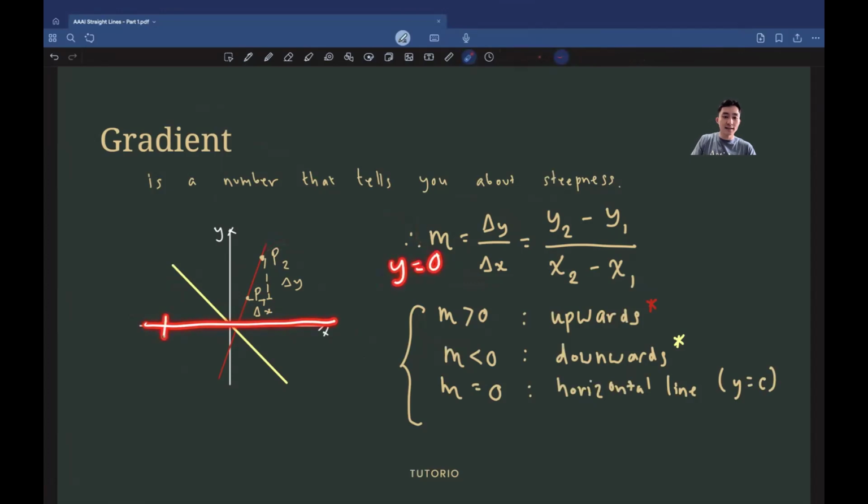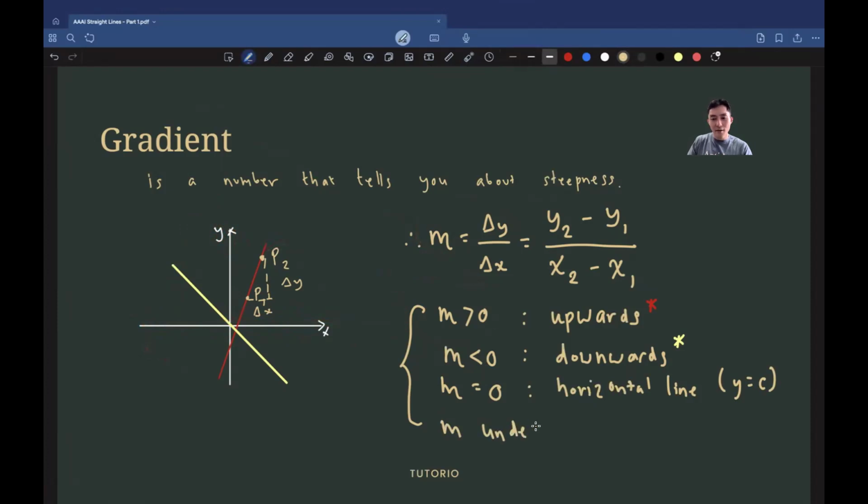Because at any point of x, let's say this is -5, the coordinate of y is 0. Here, the coordinate of y is 0. And here, the coordinate of y is 0. So the x-axis is y equals 0. And then at another point, the gradient can also be undefined.